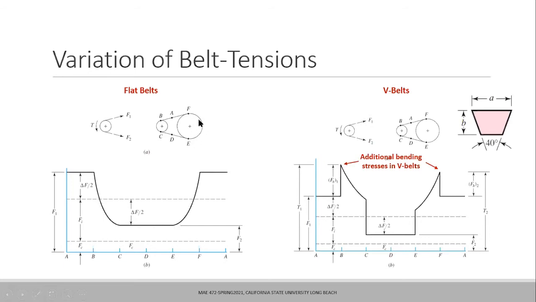And then when I move from point E to point F, I go again from F2, the tension on the loose side, to the tension on the tighter side. Is everybody able to follow this specific distribution of forces along the length of the belt?